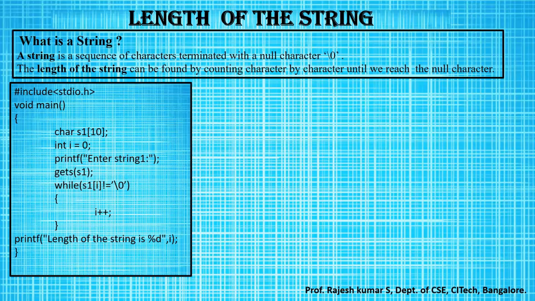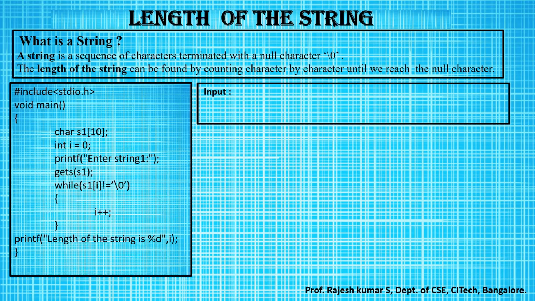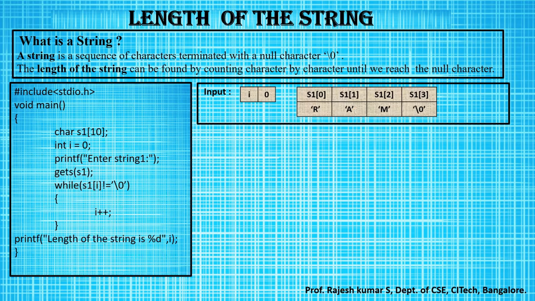Now, what is a string? A string is a sequence of characters terminated with the null character at the end. So every string will be terminated with the null character. To find the length of the string, we have to count the number of characters present in the array. For example, if the input is RAM, the end of the array will be marked with a null value because we are going to read the string.